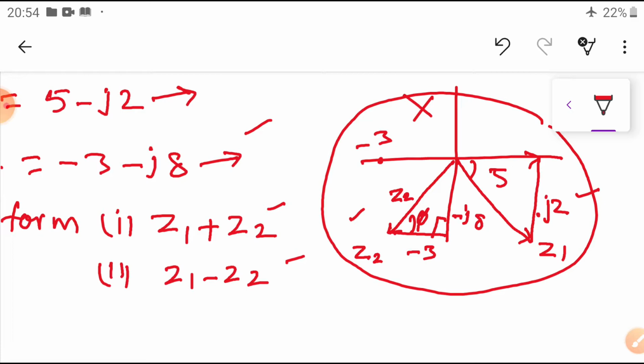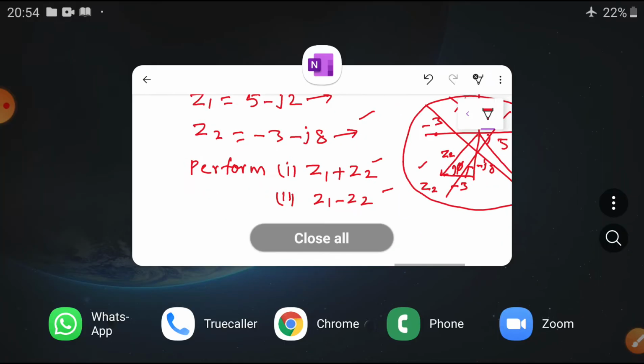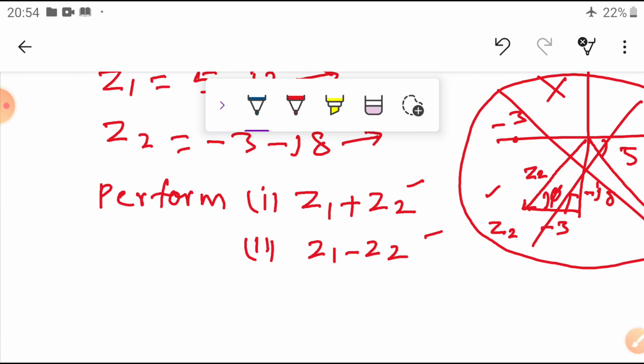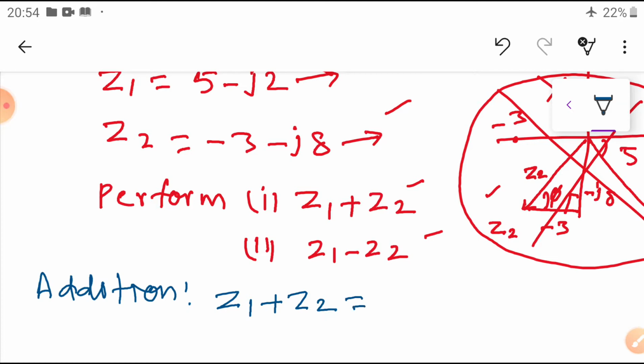Okay, do not panic. There is no need to remember this. Simple, whatever the values given here, just take them. So, let us do that. What is the value given? Addition is given first. Okay, addition. What is the Z1? Addition is Z1 plus Z2. Okay, now what is the Z1? Z1 is 5 minus j of 2.